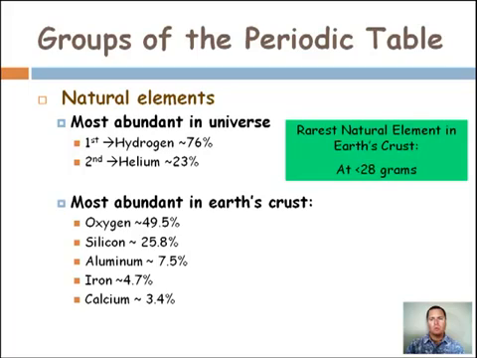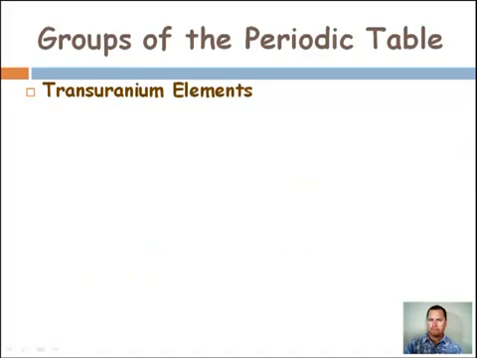Well, those are the most abundant. What's the rarest? Well, the rarest natural element is astatine, At. Not a lot is known about it because at any one time there's probably less than 28 grams of it here on Earth. It's highly unstable. Okay, so not a lot is known about it. We'll see some of the issues that brings up later.